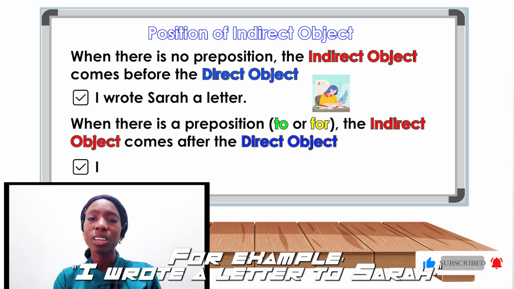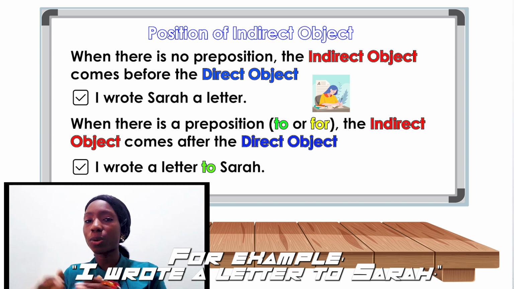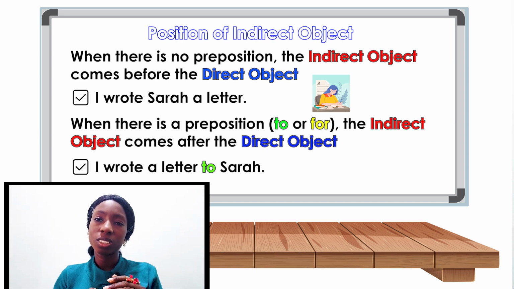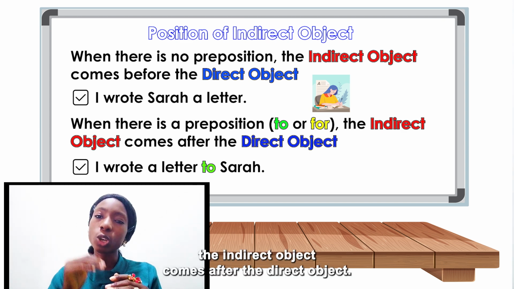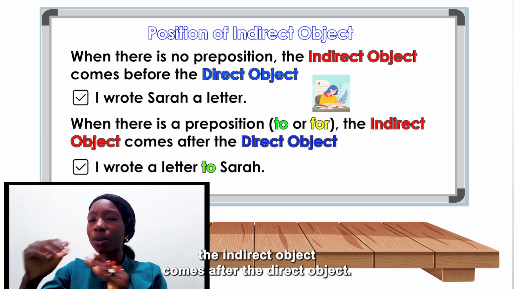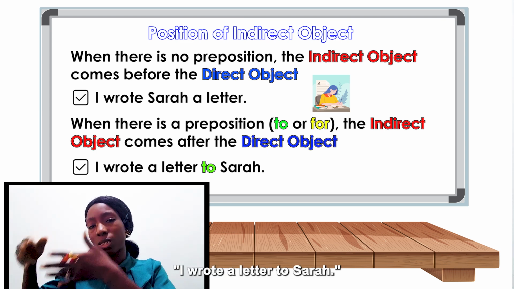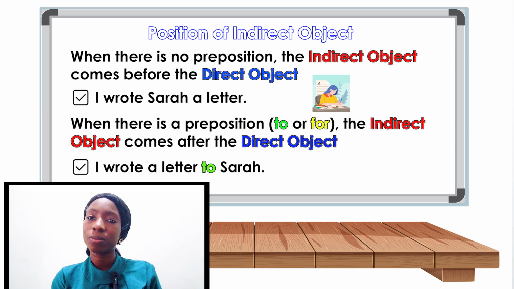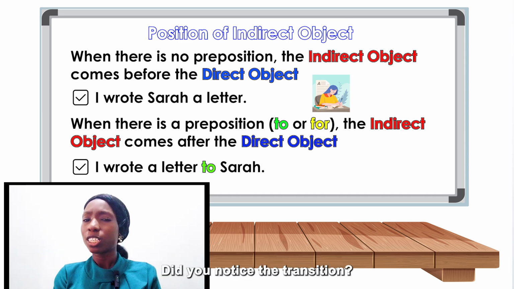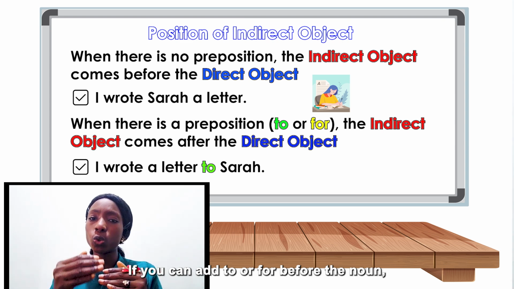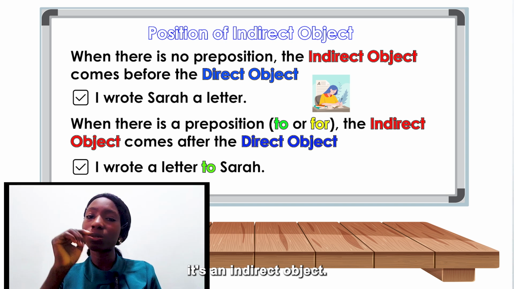For example, I wrote a letter to Sarah. That is, when there is a preposition, the indirect object comes after the direct object. I wrote a letter to Sarah. Did you notice the transition? If you can add to or for before the noun, it's an indirect object.